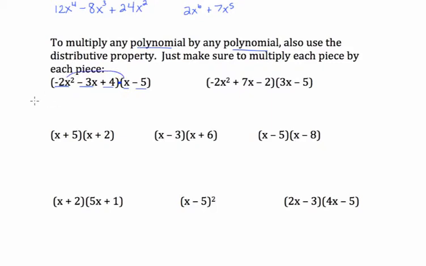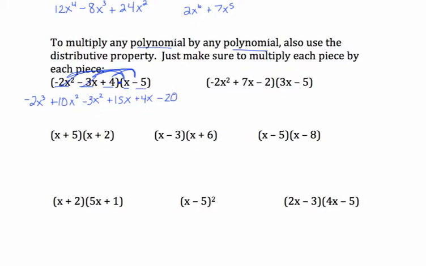So this will be negative 2x to the third. Negative times a negative is a positive 10x squared. Okay, now I'm done with that one. Now I'm going to take the negative 3 and distribute it over here. So minus 3x squared plus 15x. Okay, I'm done with that one. Now I'm going to take the 4 and distribute it. Plus 4x minus 20.